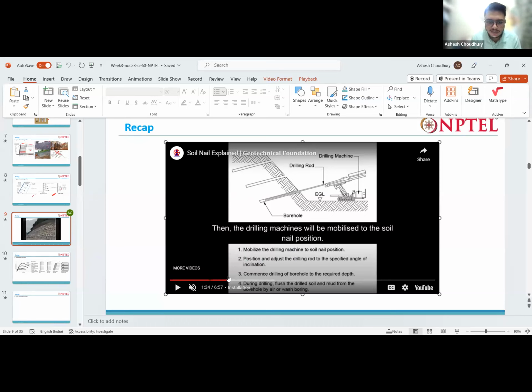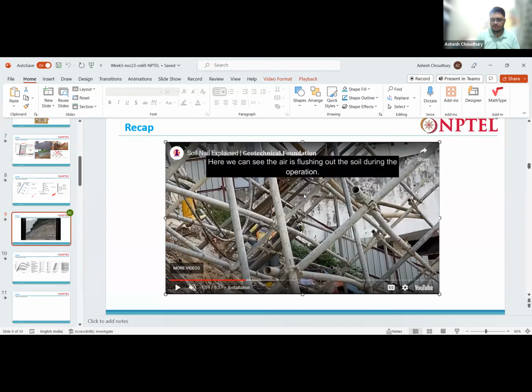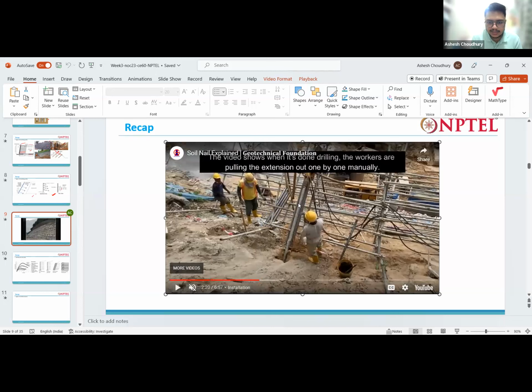Okay, so here you can see the drilling is done, though it's not clearly visible. What we do is use air to flush out the soil from that hole. And see, this is the drilling that is going on. These are the pipes, or the drilling rods, that are used to drill, similar to the SPT.